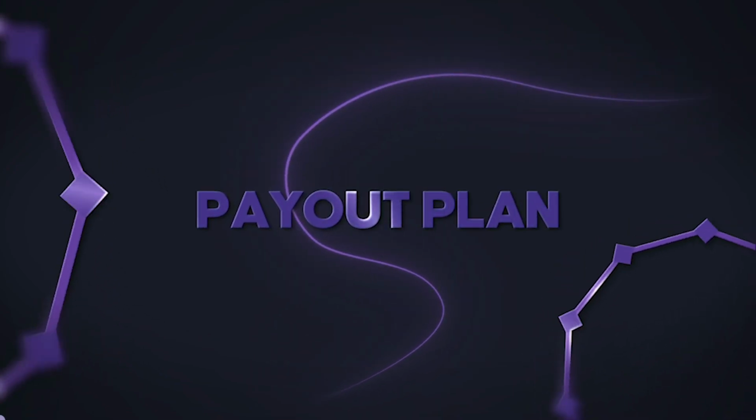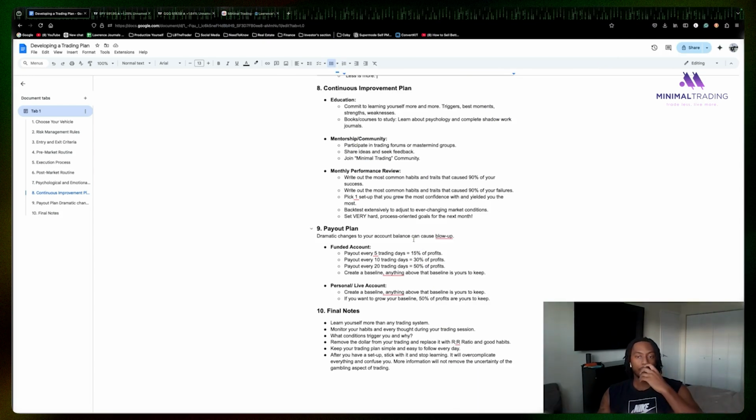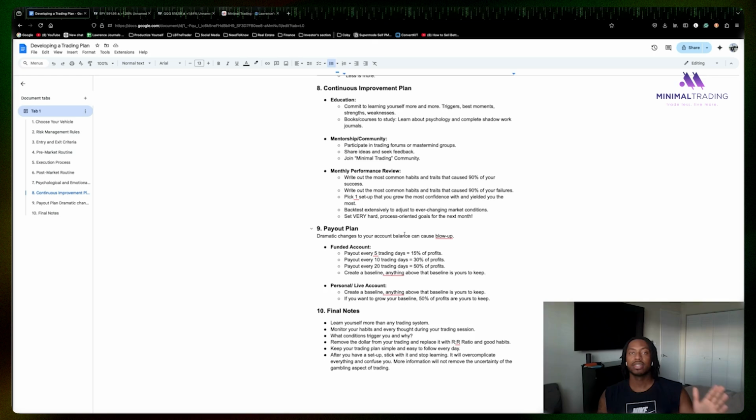So payout plan. This is something that not anybody talks about. Especially if you're doing prop firms, or it could be a personal live account, right? This is something that I went through. I trade prop firms. And one thing that I did before was I used to take the max amount of payout. So normally with Top Step, you can take out 50%. So I would take out 50% on my payout, but then I would blow up the account.